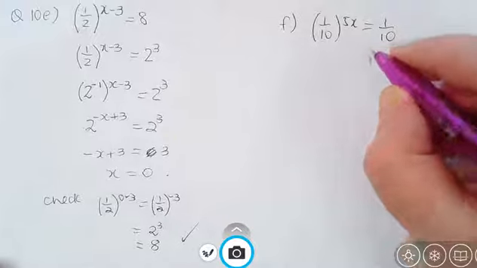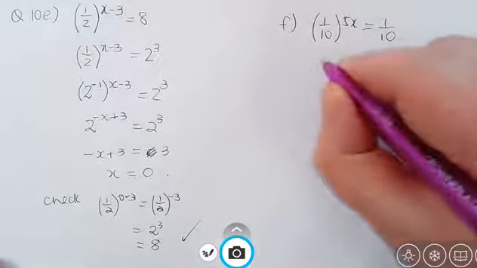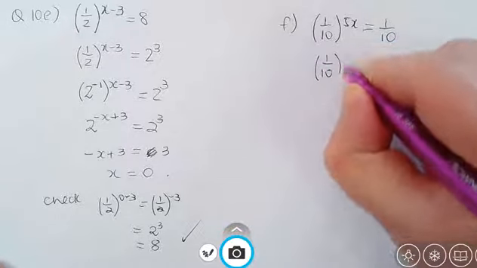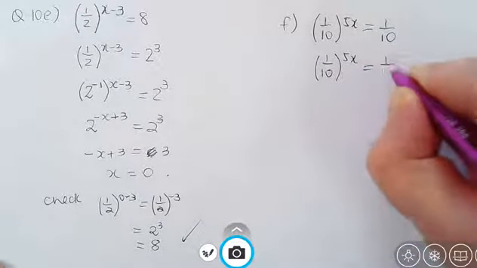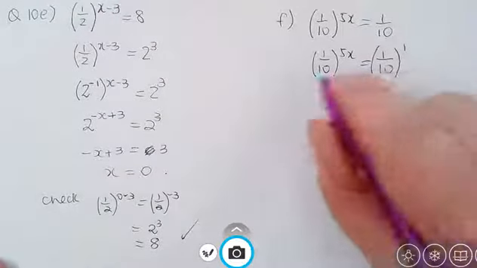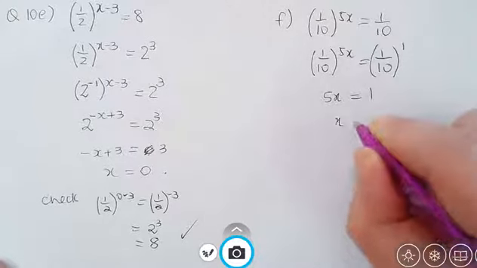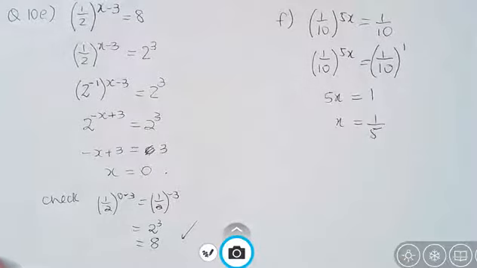Looking at this question over here, 1/10 to the power of 5x equals 1/10. Well, this one we're fairly lucky, because 1/10 is just 1/10 to the power of 1. So we've got the same bases here, so we're just equating the indices: 5x would equal 1. Therefore, x is 1/5.